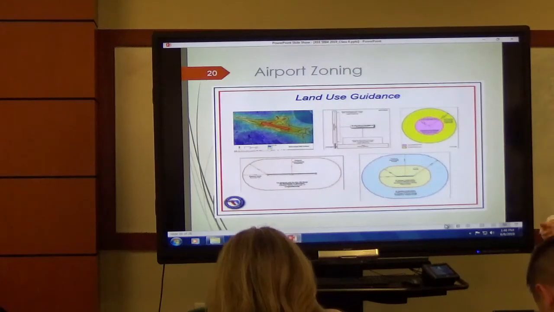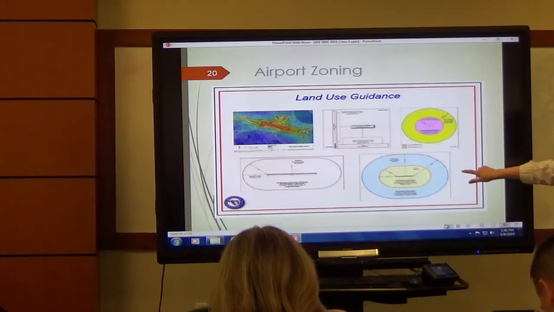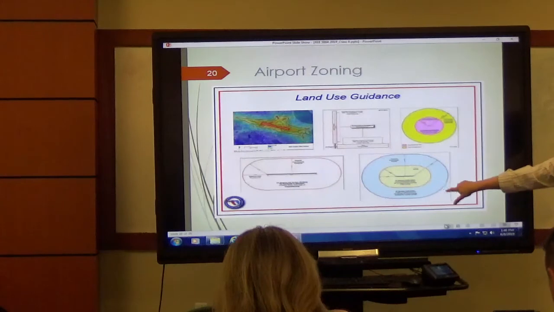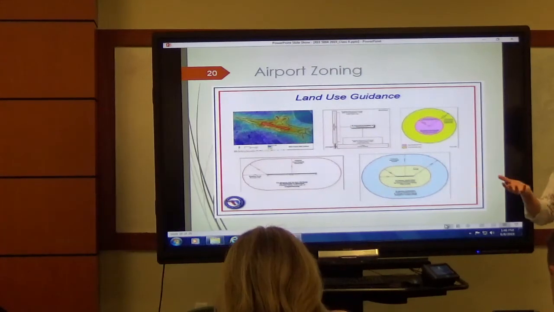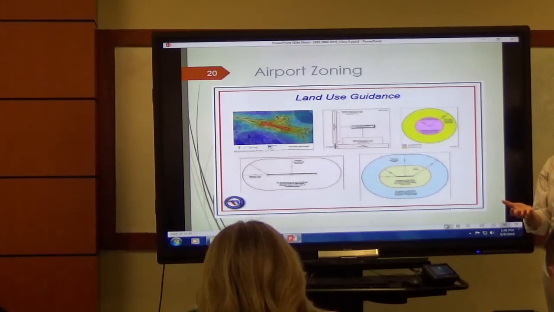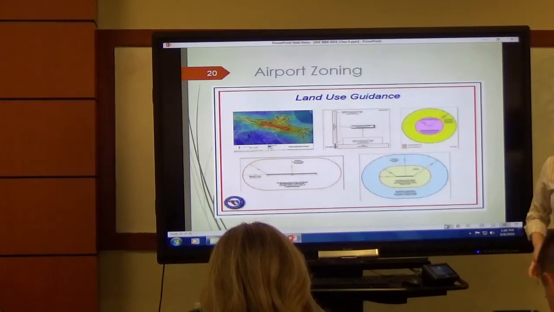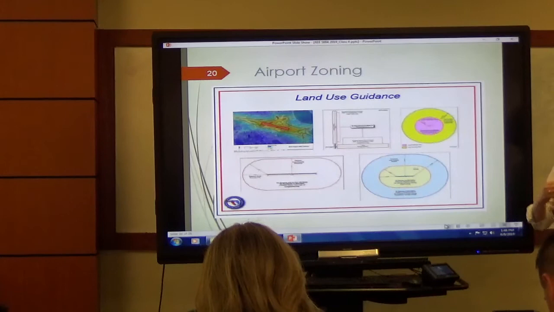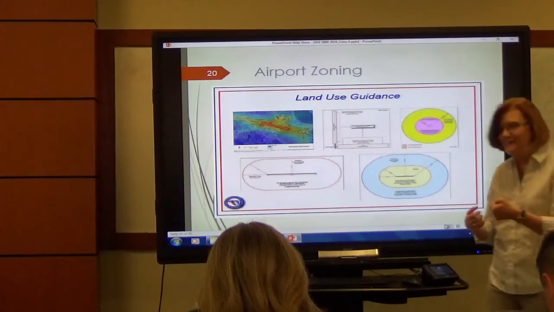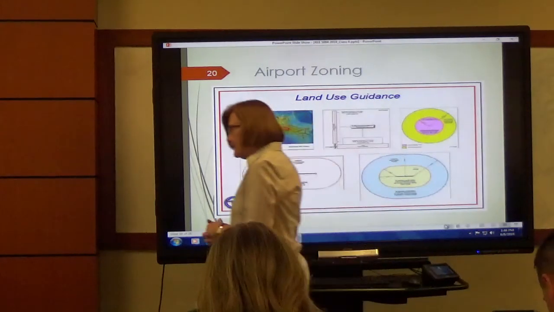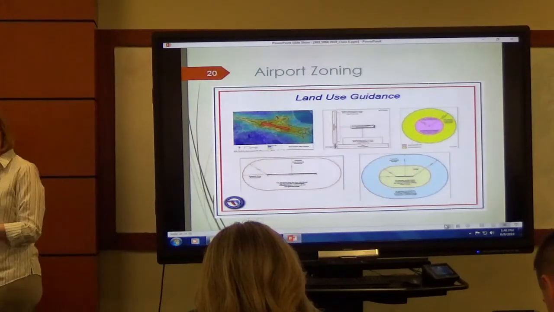So a city planner gets a development proposal for something over here. They don't know precisely what height can be permitted there by the airport. They've got to ask an airport planner, and it's that communication that breaks down. And it's just something to keep in the back of your head.